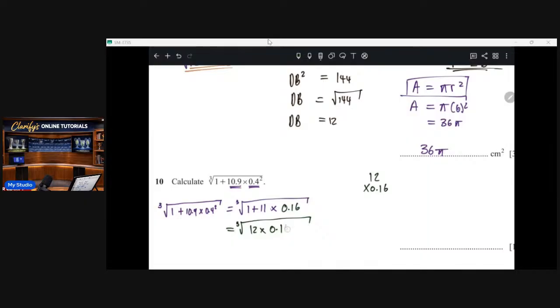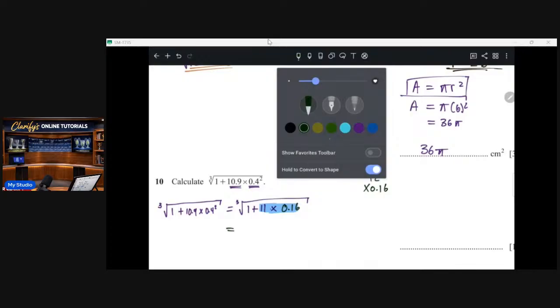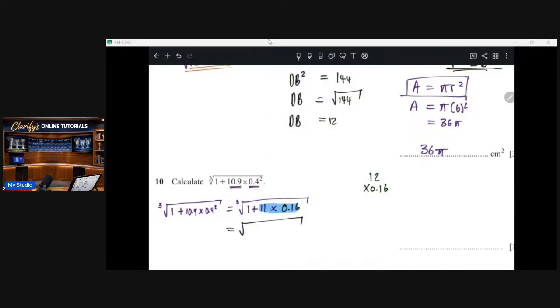Excuse me, let me teach you something. This is where we went wrong. Remember that we need to do BODMAS, so we need to multiply before we add. We would say the cube root of 1 plus 11 times 0.16. Then we'll add it to 1. So let's do it. What is 11 times 0.16?